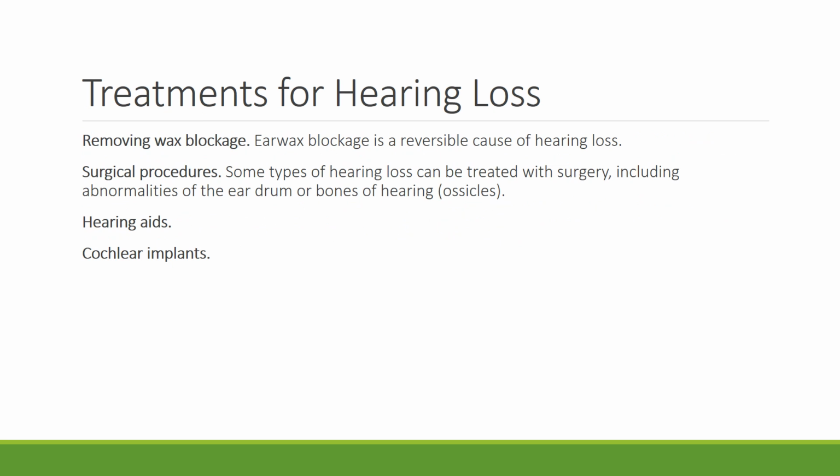Depending on what led to the hearing loss, treatments might be removing wax blockage. Earwax blockage is a reversible cause of hearing loss. Surgical procedures: some types of hearing loss can be treated with surgery, including abnormalities of the eardrum or the bones of hearing, also known as the ossicles, hearing aids, and cochlear implants.